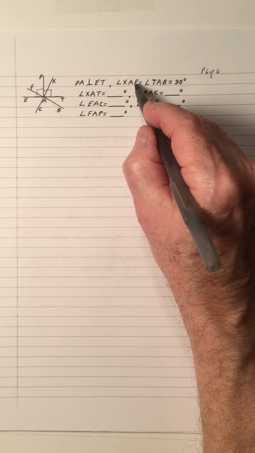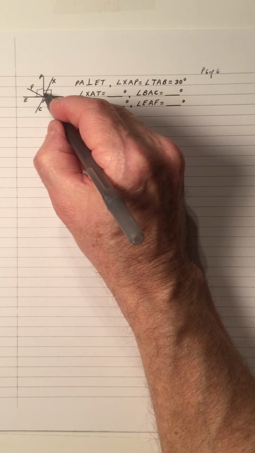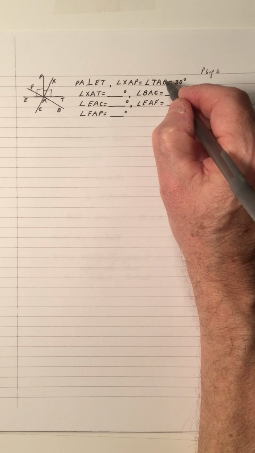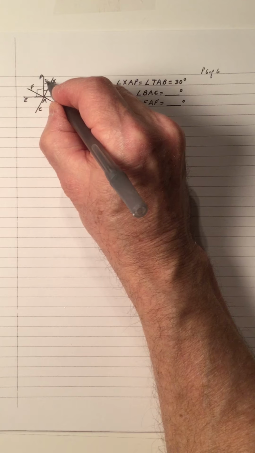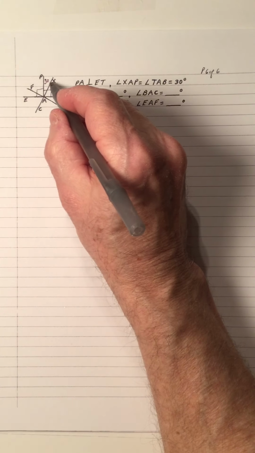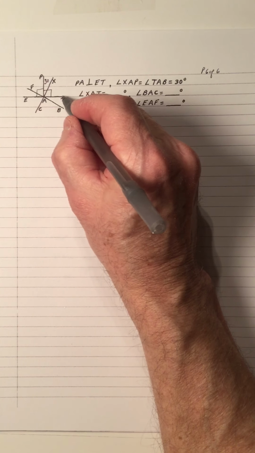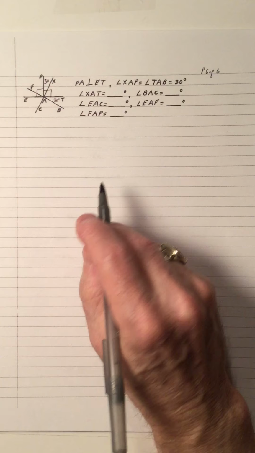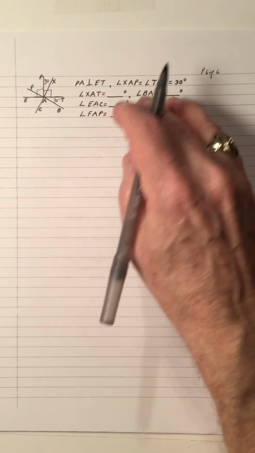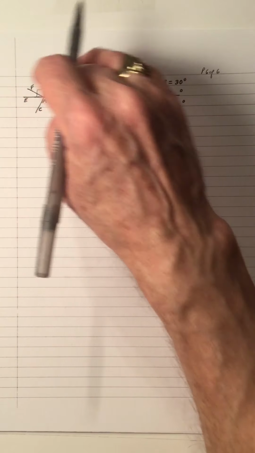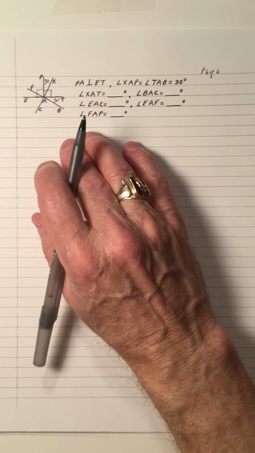So if XAP is equal to TAP, so XAP is equal to 30. So let's mark 30 in the diagram. TAB is also 30. And we've got to find the measures of the rest. So let's work them out. Let's work these out first. Then we'll come back to filling these in.